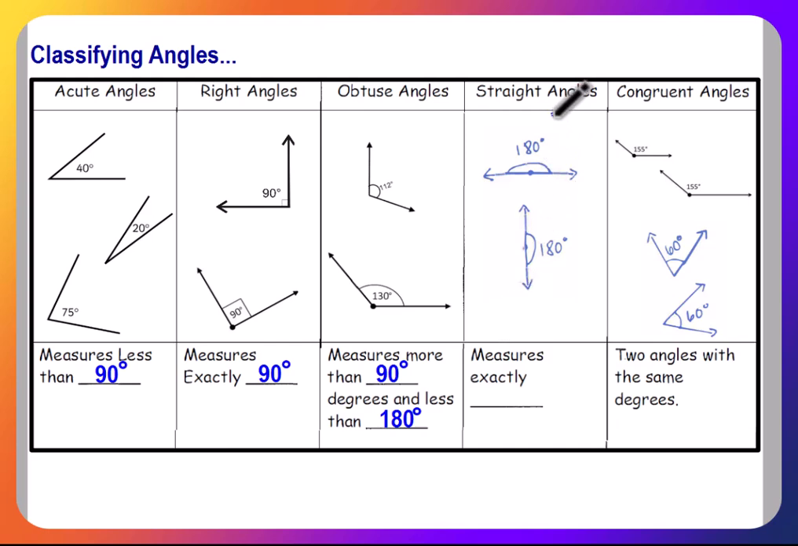Then we have straight angles, and some of you maybe have not heard of a straight angle, but a straight angle makes a line. It makes a straight line, and they measure exactly 180 degrees.